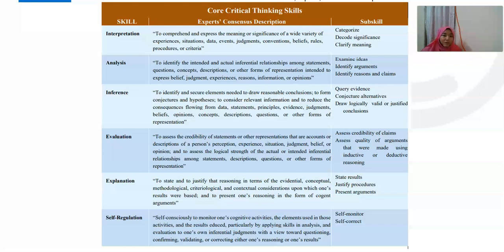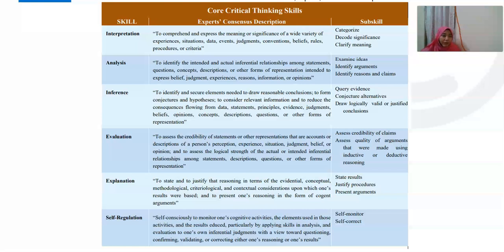For example, interpretation. The expert consensus description is to comprehend and express the meaning or significance of experience, situation, data, and so on. The sub-skills you need inside interpretation are categorizing and clarifying meaning. Next, analysis: to identify the intended and actual inferential relationships among statements, concepts, and so on. The sub-skills you need are examining ideas and identifying arguments, reasoning, claims, and so on.